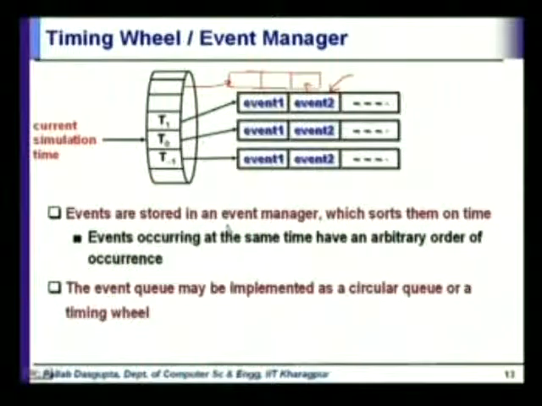So events are stored in an event manager which sorts them on time. Events occurring at the same time have an arbitrary order of occurrence. So if you look at the events which are currently in T0, all of these can be scheduled in any order. Okay. The event queue may be implemented as a circular queue, or alternatively, popularly it is called the timing queue, but as a data structure it is a circular queue, right.